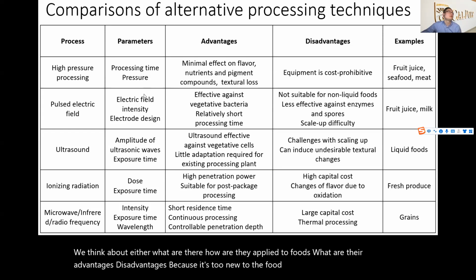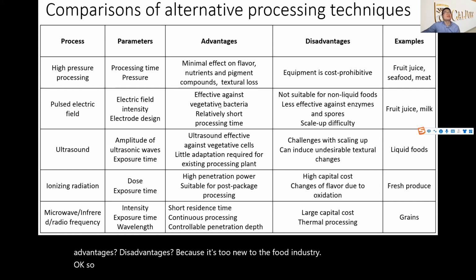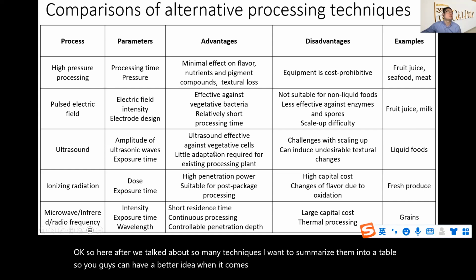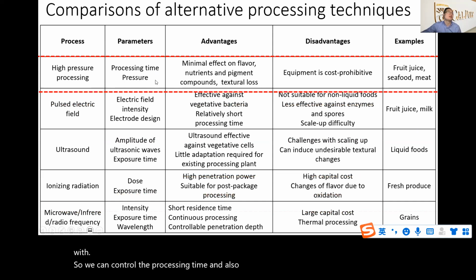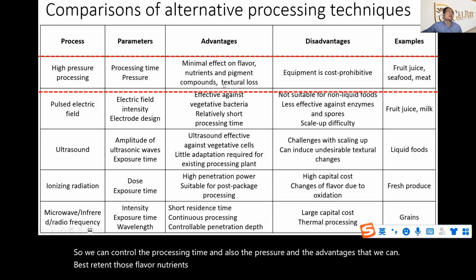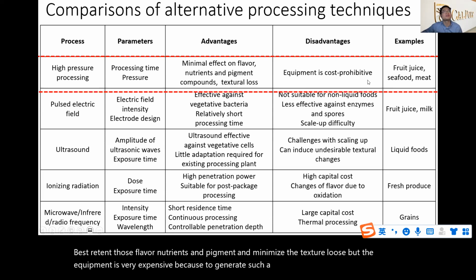Okay, so here, after we talked about so many techniques, I want to summarize them into a table so you guys can have a better idea when it comes to comparison. So the first one is the high pressure processing, right? This one probably you guys are more familiar with. So we can control the processing time and also the pressure, right? And the advantage is that we can best retain the flavor, nutrients, and pigment, and minimize the textural loss. But the equipment is very expensive because to generate such a high pressure is not easy.